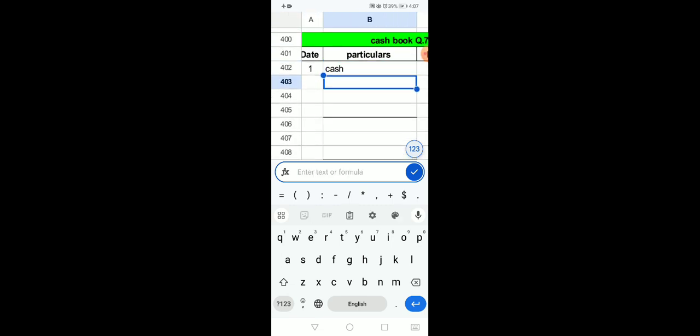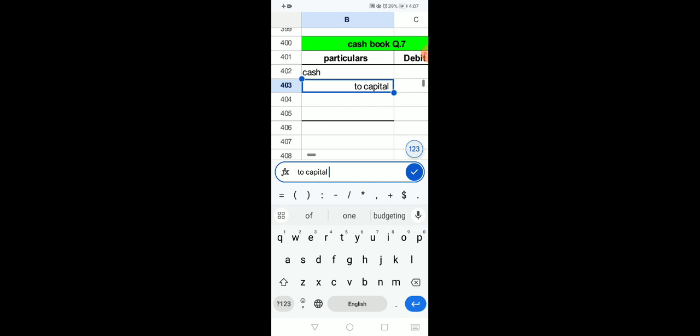Any amount which is provided by the proprietor of the business is called capital, which is a liability of the business. Since capital has been increased, it means liability is increasing. Increase in liability should be credited. So you are writing capital on the credit side. In this way, the journal entry has been completed.